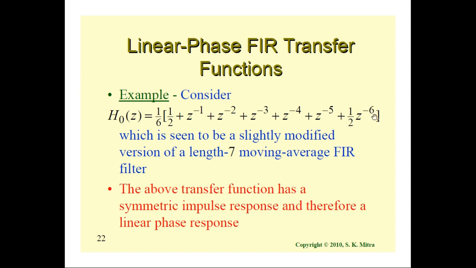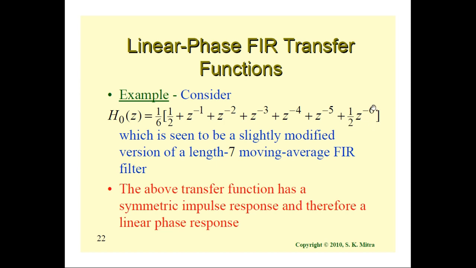Here is an example of a type 1 FIR filter. As you can see, all the terms in this case are multiplied by a common factor 1 by 6. If I take it inside, I will have 1 over 12, 1 over 6, 1 over 6, 1 over 6, 1 over 6, 1 over 6, plus 1 over 12 as multiplying factors in all terms.